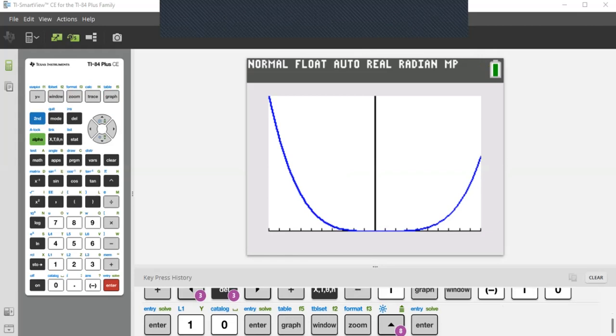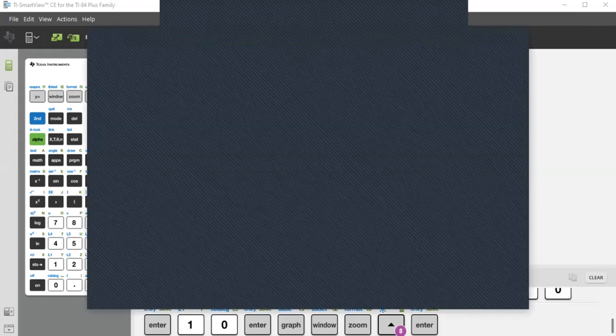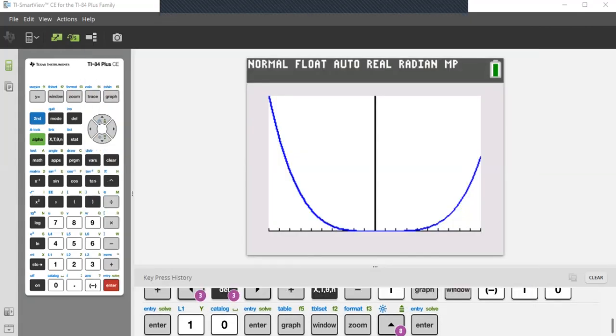So let's go to new share and let's come back to the iPad. Okay, so let's try this again. Let's share it with the iPad.